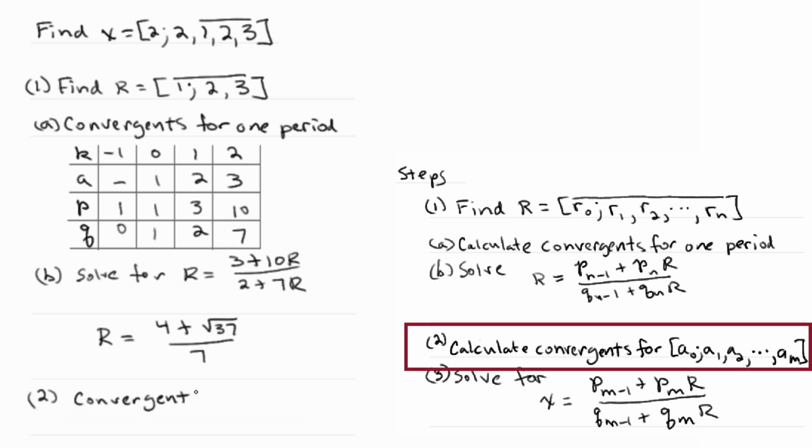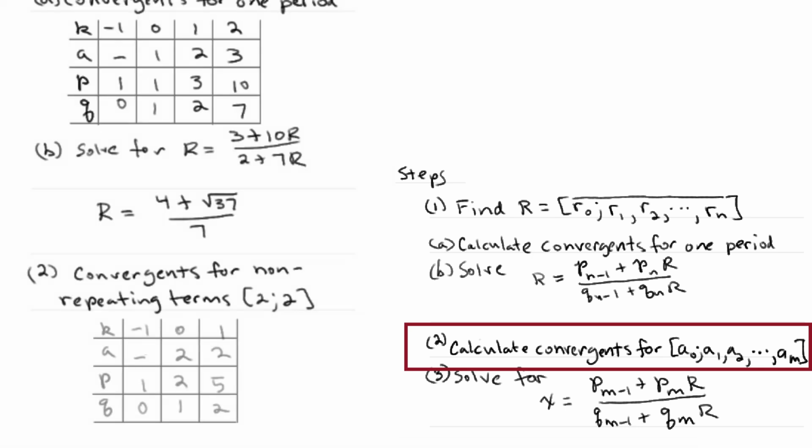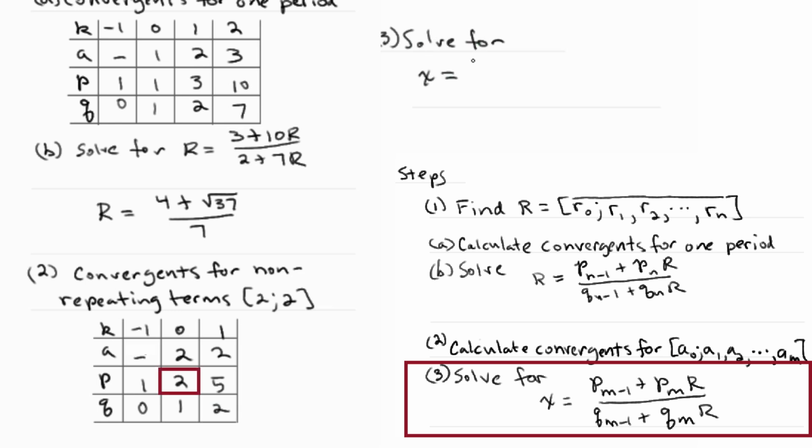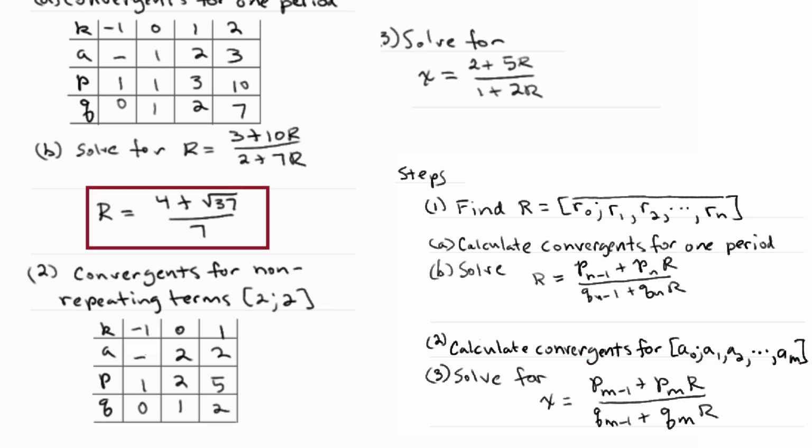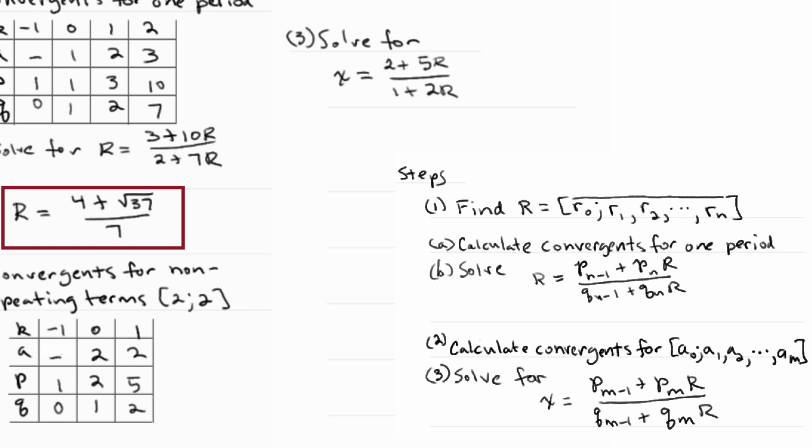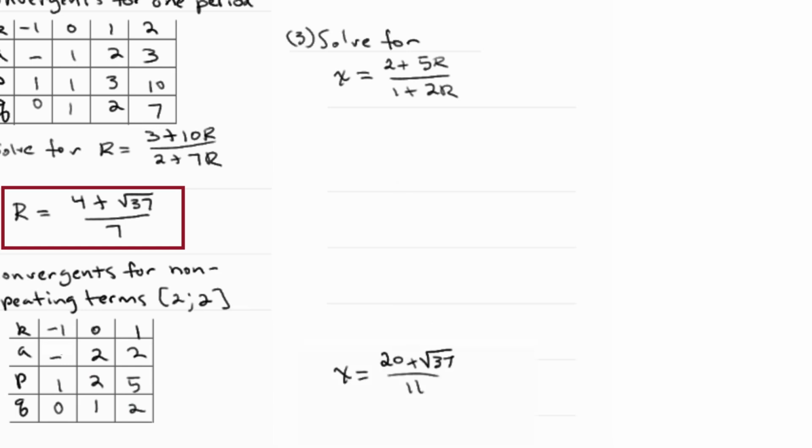The next step is to calculate the convergents for the non-repeating terms. We won't go through this step by step either, but here is the table. Notice we have the non-repeating terms 2, 2 in the row for a. The rows for p and q contain the convergents. And now we have what we need to solve for x. It is p sub m minus 1, which is 2, plus p sub m, which is 5, times r, all over q sub m minus 1, which is 1, plus q sub m, which is 2, times r. What's left is substituting in the value for r and doing some algebra to simplify. We'll work through this, but for those of you who don't need to watch, here is the answer. x equals 20 plus the square root of 37 over 11.